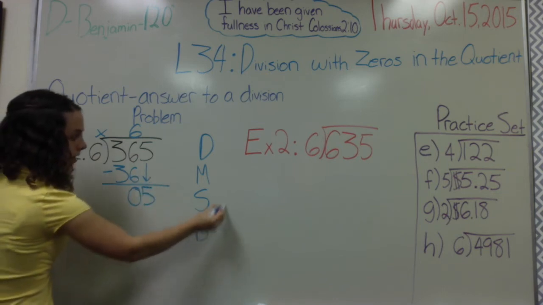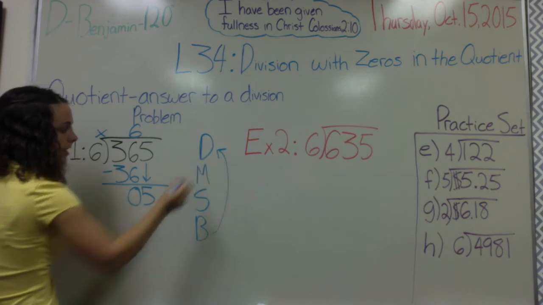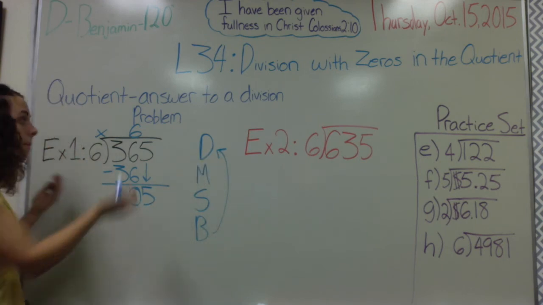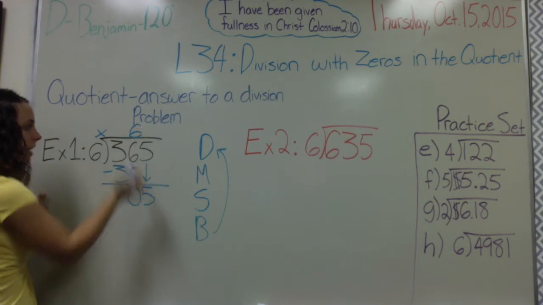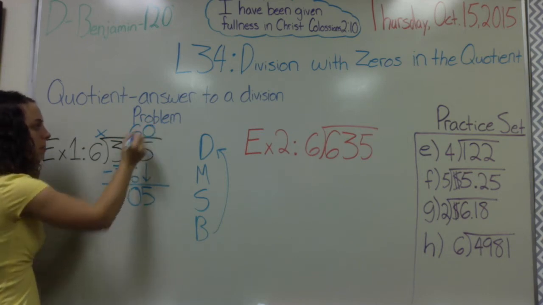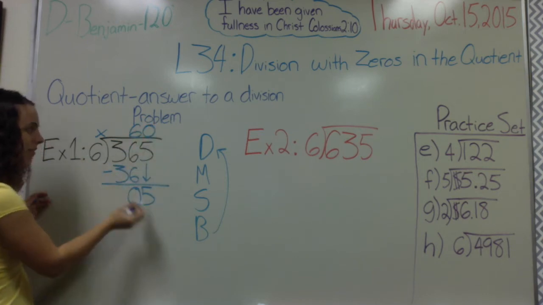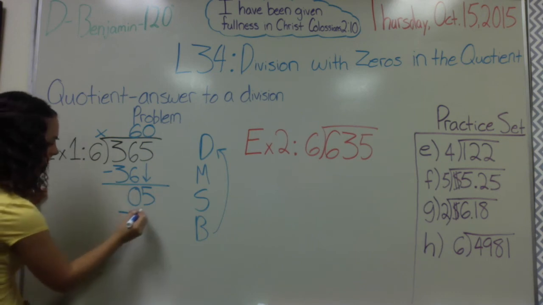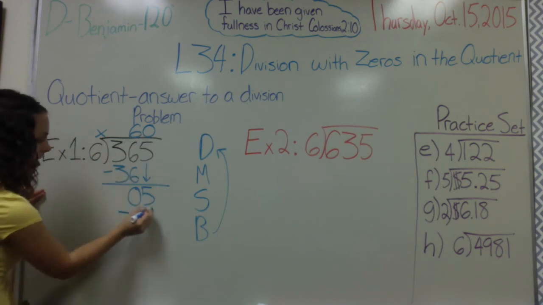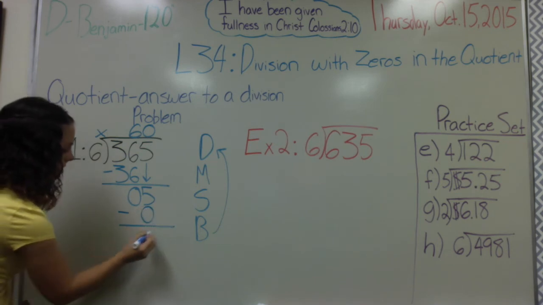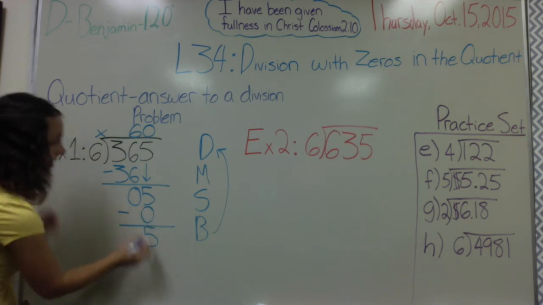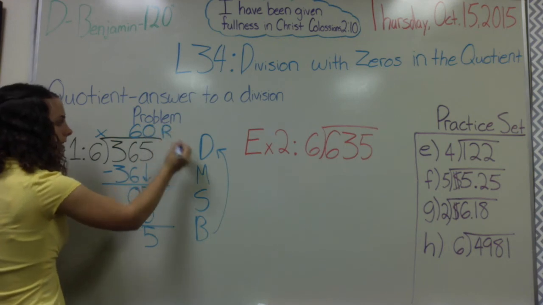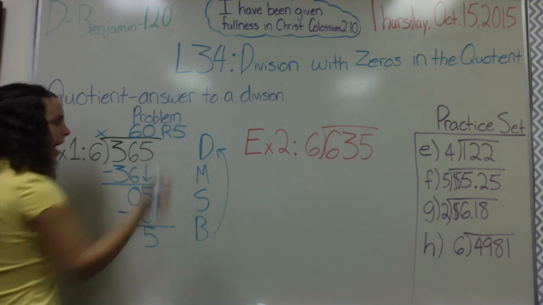After I bring down, I go all the way back up. How many times can 6 go into 5? Well, it can't, but I still have to put something there. I'm going to put a 0 because 6 goes into 5 0 times. It can't go in at all. So I subtract: 0 times 6 is 0, minus 0, my leftover is 5. So my quotient becomes 60, remainder 5.